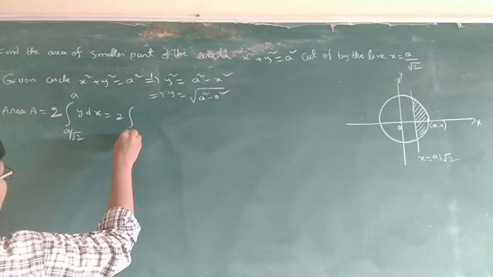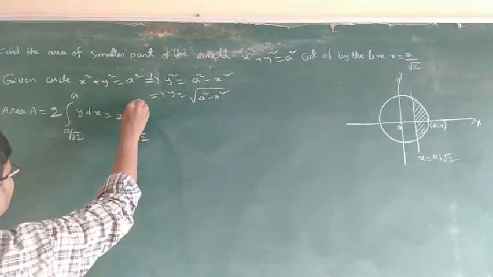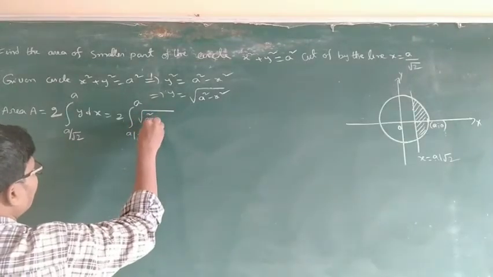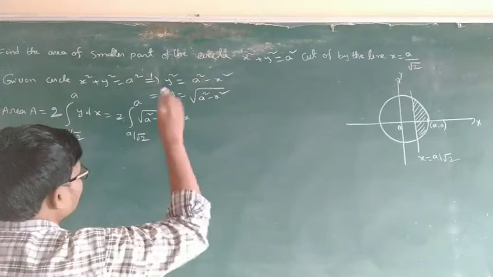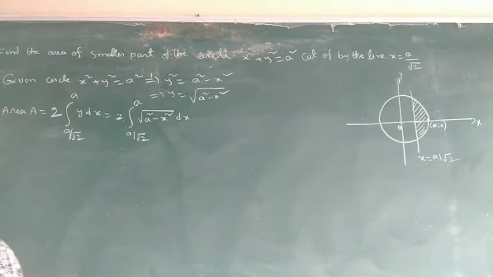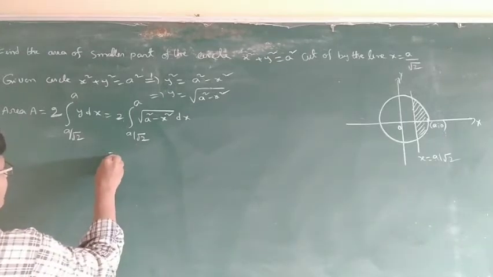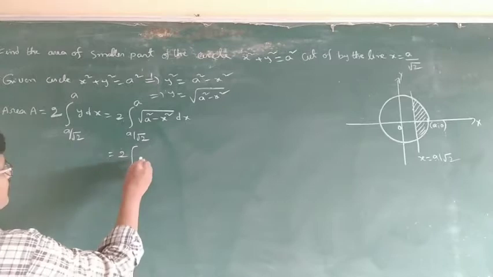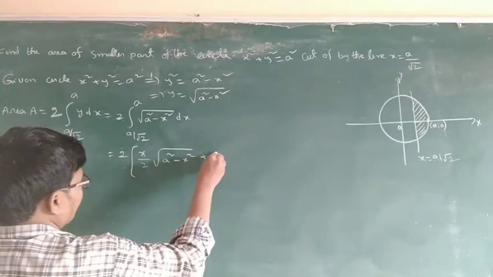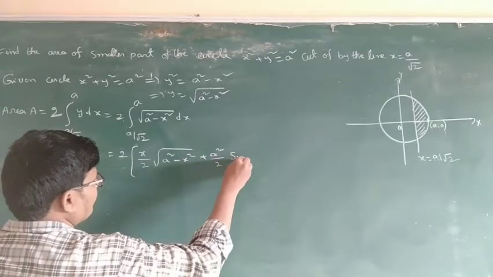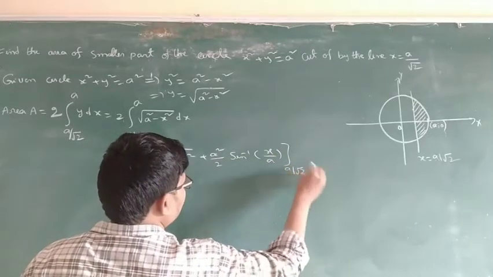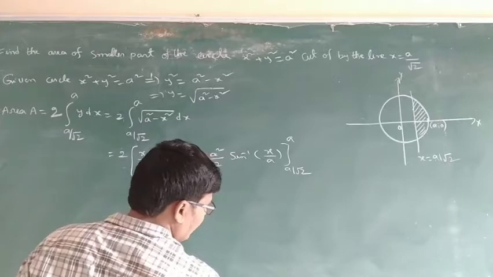So that is equal to integral a by root 2 to a, y is equal to root of a square minus x square dx. So direct formula: integral of root of a square minus x square is equal to x by 2 into root of a square minus x square plus a square by 2 into sine inverse of x by a, over the limits a by root 2 to a.